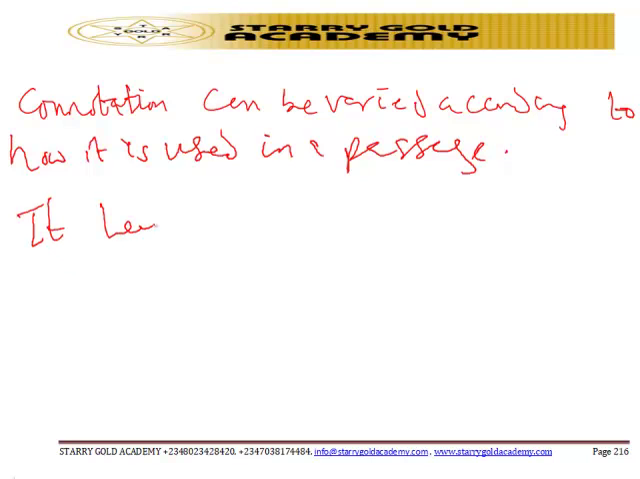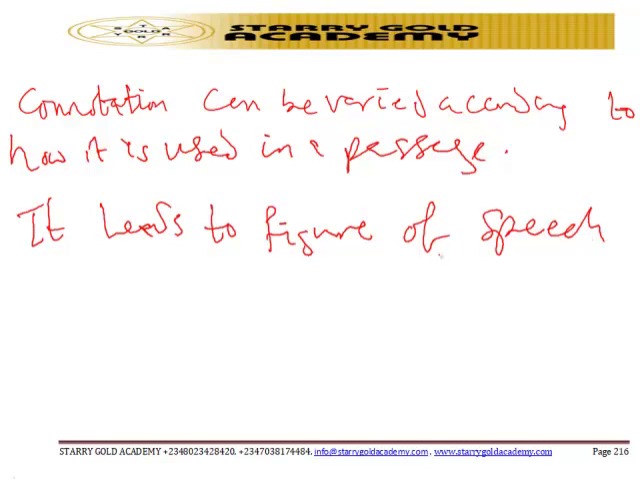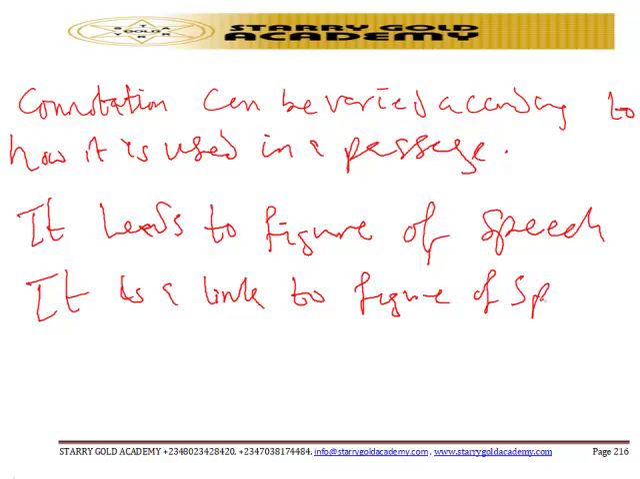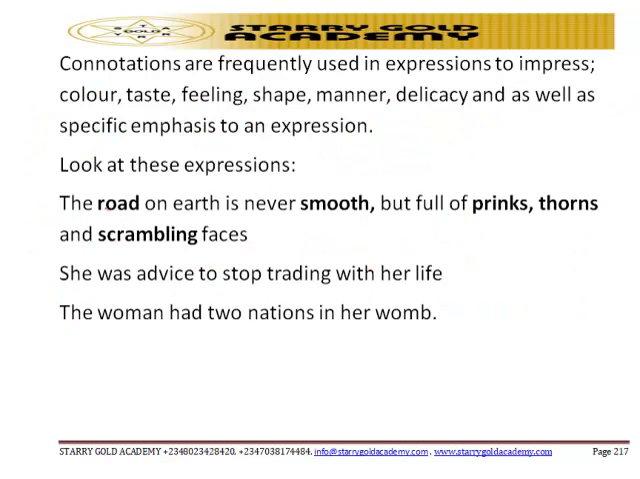It leads to figure of speech. It's a link to figure of speech. Remember the definition of it. So connotation. So let's move forward. When we go forward, you'll be able to understand it more.